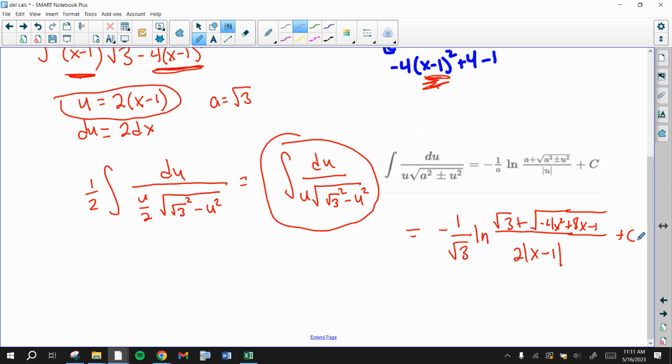So it's an interesting integral. It's not that complicated if you understand completing the square and have those formulas in front of you. So that is all.